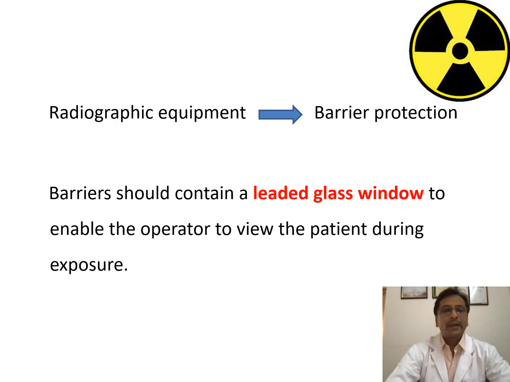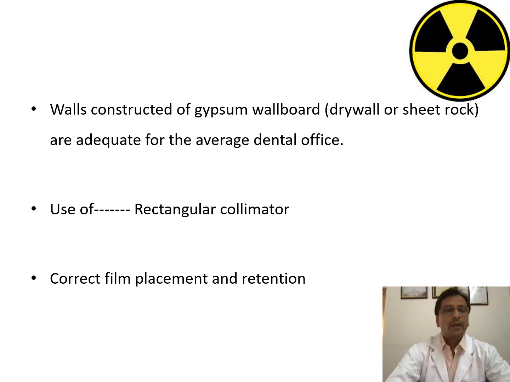So barriers should be there when you are operating the X-ray source, and this should contain a leaded glass window to enable the operator to view the patient during the radiation exposure. So it is always better to stand behind a lead protection and use a lead glass window to visualize your patient while you do the exposure. Even the room where radiation is used should have walls constructed of gypsum wallboard, which is usually adequate for our dental use.